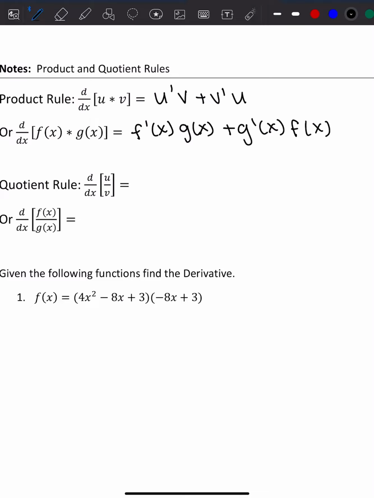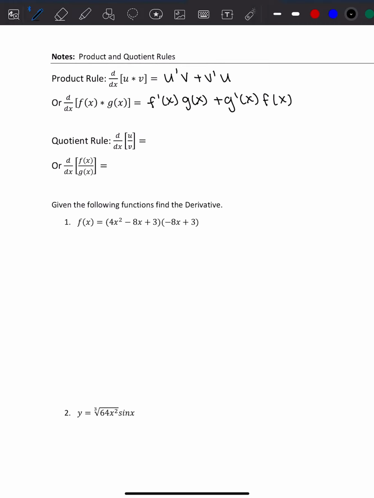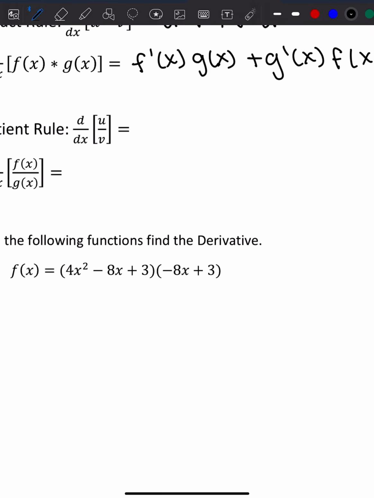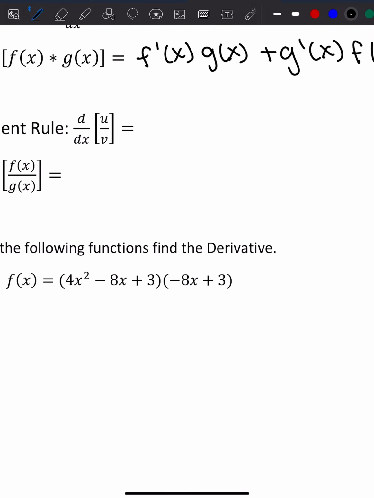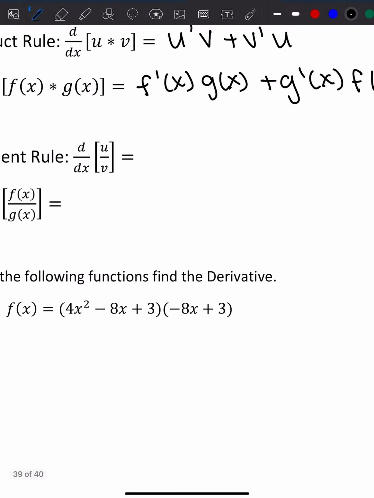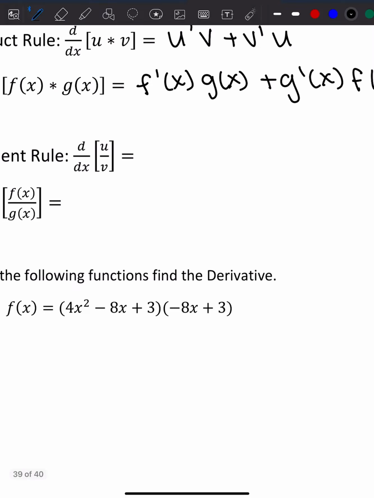It does not matter. On the other hand, quotient rule matters a little bit more because we have division, so I have u divided by v. You're going to notice that we write product rule and quotient rule very similarly, and that's just so that way we don't have to worry about setup. So quotient rule, we have u prime times v minus v prime times u, all divided by v squared.